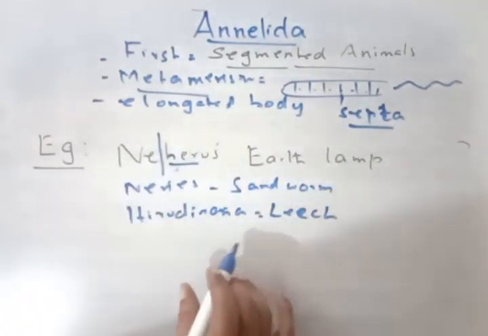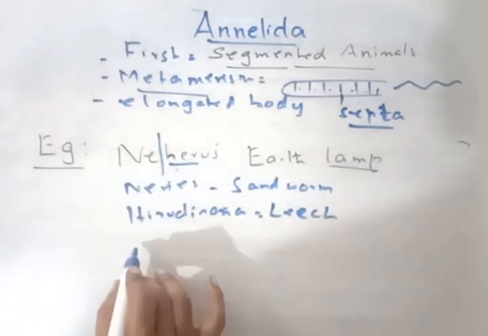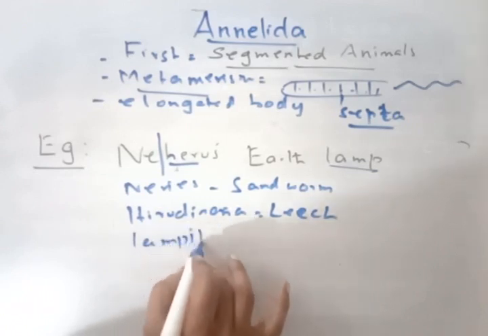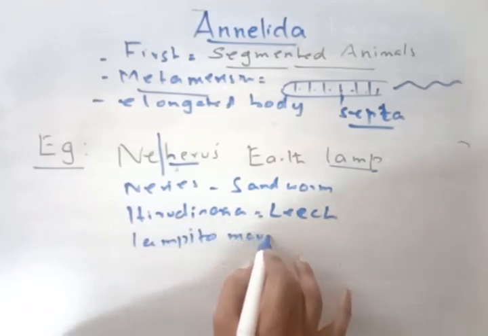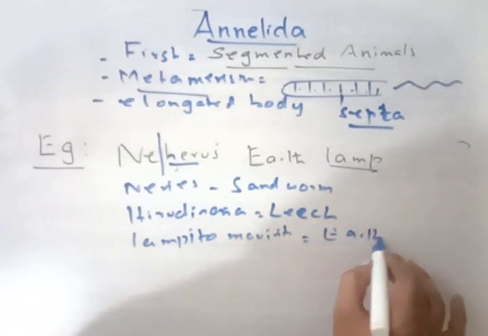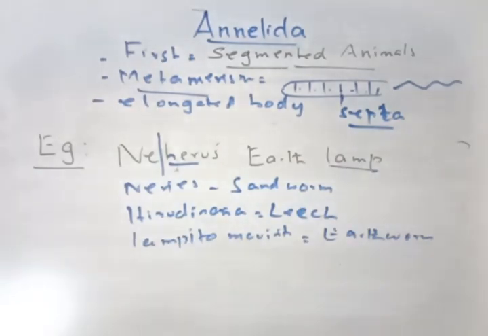Then we'll go for this Earth, which I have given as a combination of the sentence. Even you can put it as just lamp. Lamp is for Lampito mauritii. This Lampito mauritii is otherwise called the earthworm. Right, so that's all about this phylum along with the examples.